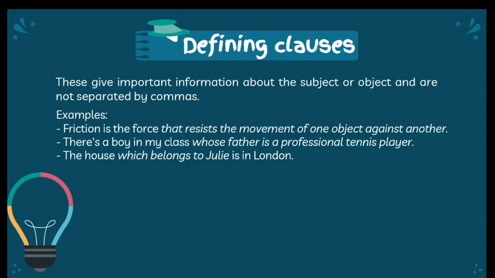As you may see in these examples, the writer is giving important information about the subject or the object, and we are not using any comma to provide that information. We are only using the relative pronoun to help us to give this information. Let's continue.